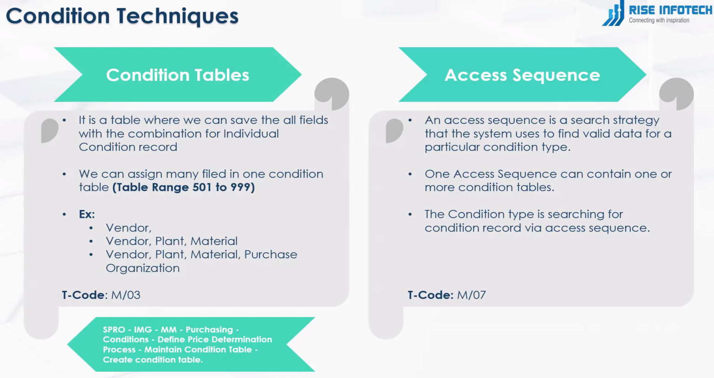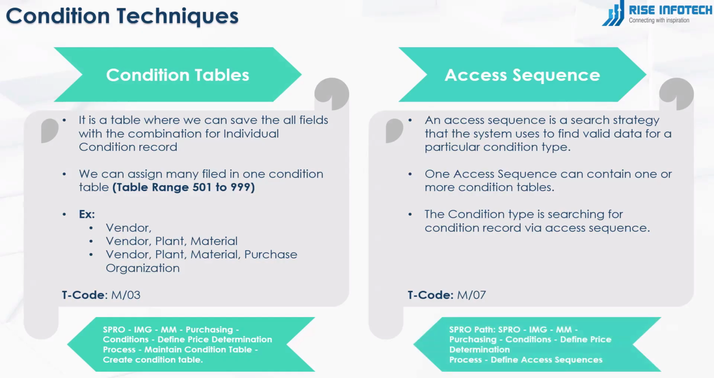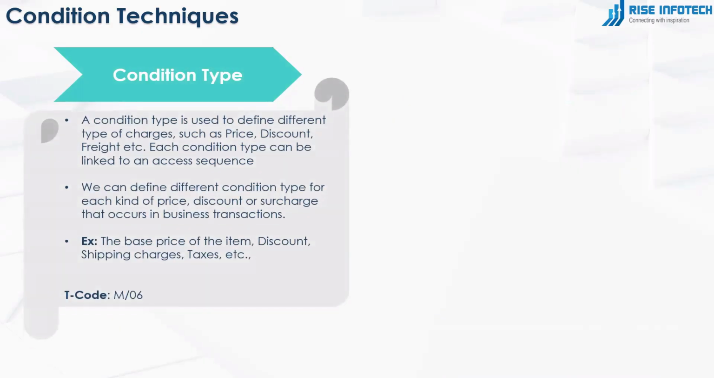And the T code used for the access sequence is M/07. And we also have the SPRO path to define the access sequence. So condition type is used to define the different types of charges, such as the base price, discount, shipping charges, handling charges, loading, unloading. So all kinds of charges for a material will be defined using a type that is called condition type.